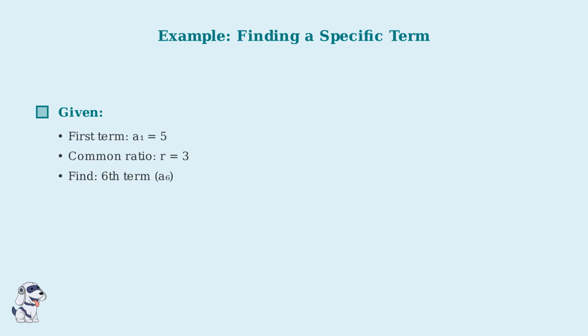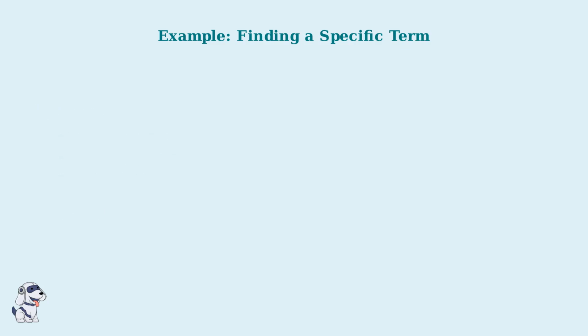We have a geometric sequence where the first term is 5 and the common ratio is 3. Our goal is to find the sixth term of this sequence. We'll use the general formula for geometric sequences. The nth term equals the first term multiplied by the common ratio raised to the power of n minus 1. Now let's substitute our values into the formula and calculate step by step.